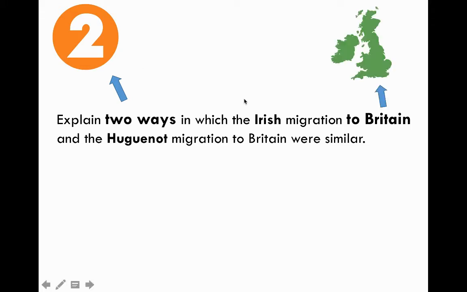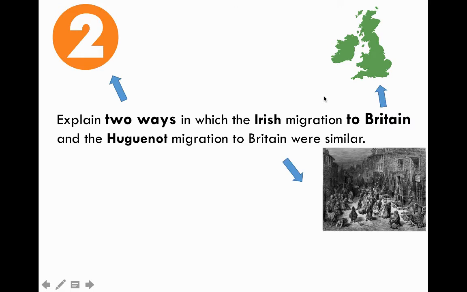So if we take this as our one question to kind of unpack a little bit, decode. Explain 2 ways in which the Irish migration to Britain and the Huguenot migration to Britain were similar. First thing I've spotted says 2 ways, so I must come up with 2 different similarities. Second thing says to Britain. That means I need to be thinking about the movement of people in, not out. So that's a really clear part of this question.